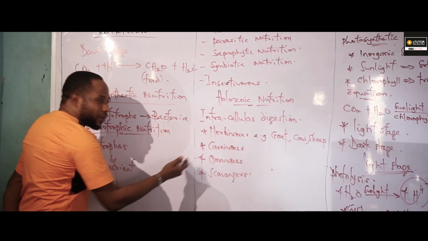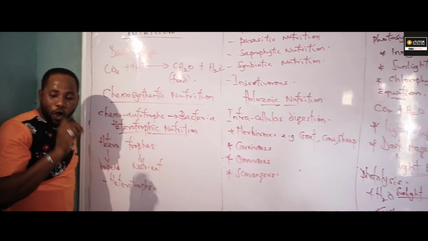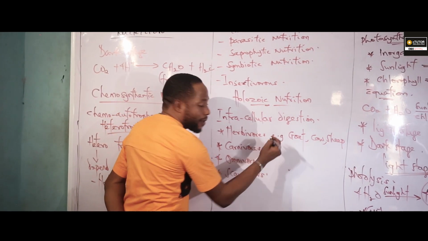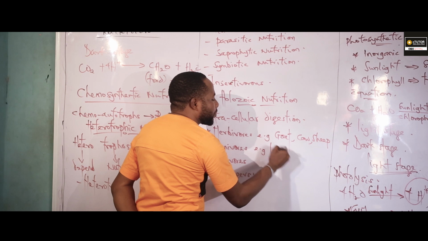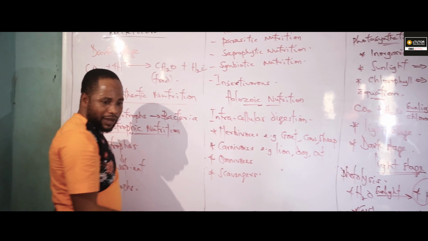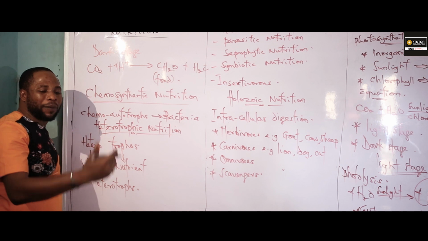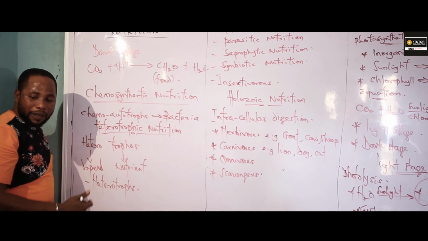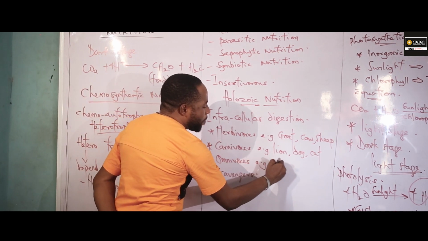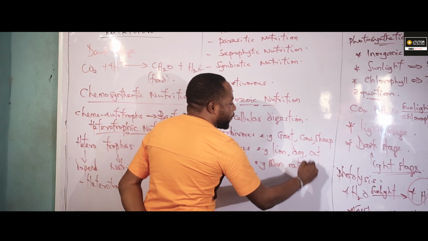Now, the second one, carnivores. What are carnivores? Carnivores are heterotrophs that feed on only flesh. Examples are lion, dog, cat, etc. Do you understand that? Then omnivores are heterotrophs that feed on both plants and flesh. Example, we have man, rats, monkeys, etc.